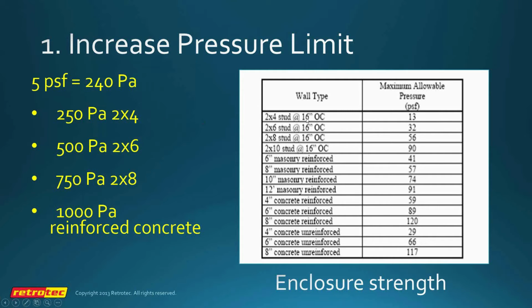And that's only a 2x4 wall. There's a fairly good margin of safety there, I believe. So what we say for a 2x4 stud, 250 pascals is a good pressure limit to choose if that's your wall design. If you've got a 2x6 wall, a 500 pascal limit is safe at a 2x6 stud.